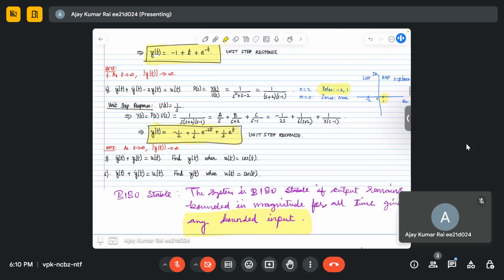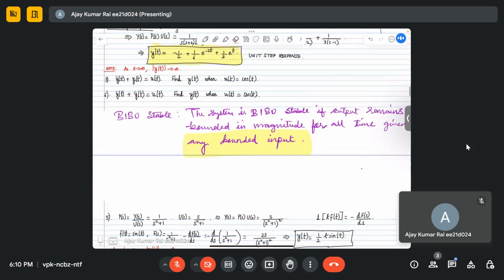So we have done this. Again, it's a very important definition. BIBO stable: the system is BIBO stable if output remains bounded in magnitude for all time given any bounded input. Once you give a bounded input to a particular plant, it should give you bounded output. Then only will you call that system BIBO stable.